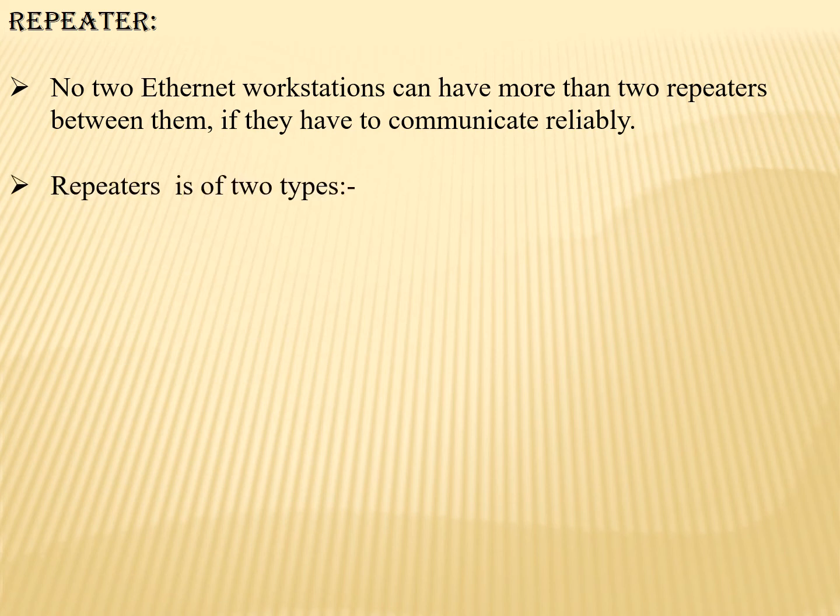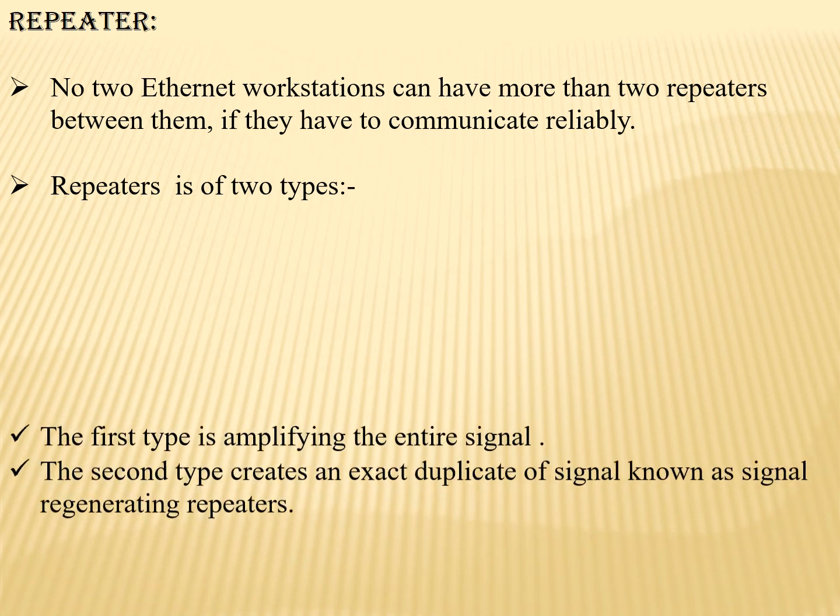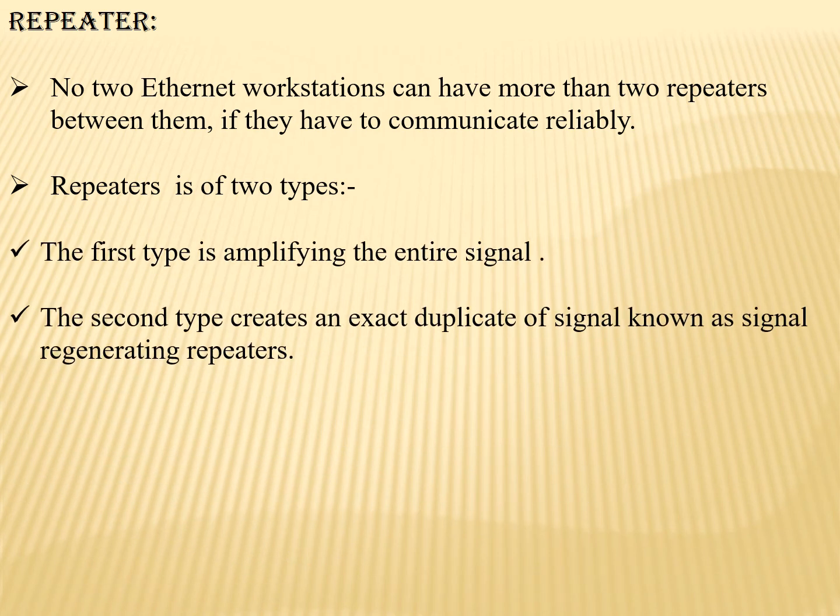Repeaters are of two types. One will generate an exact duplicate copy of the signal and the second will be amplifying the signal. The first type is amplifying the entire signal. The second type creates an exact duplicate of the signal, known as signal regenerating repeaters.